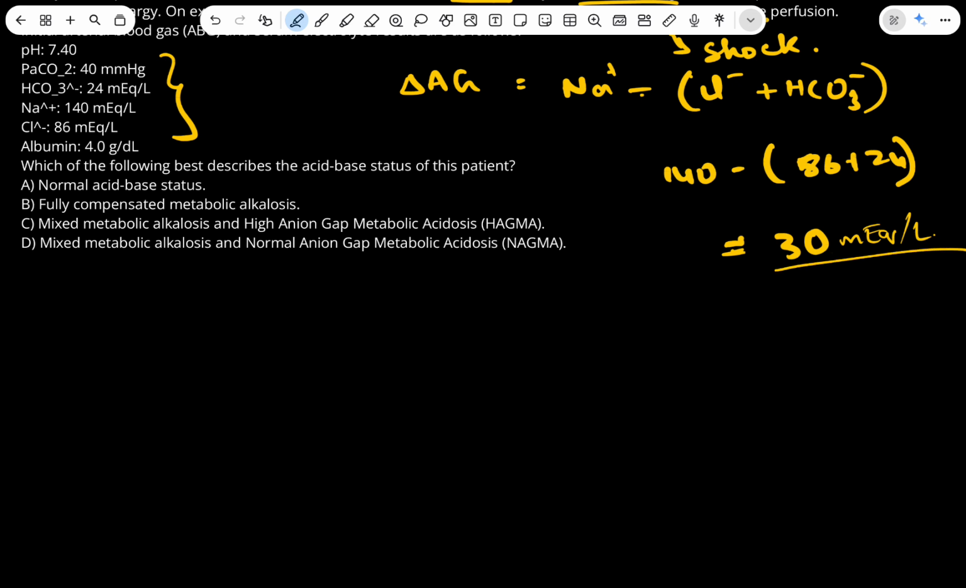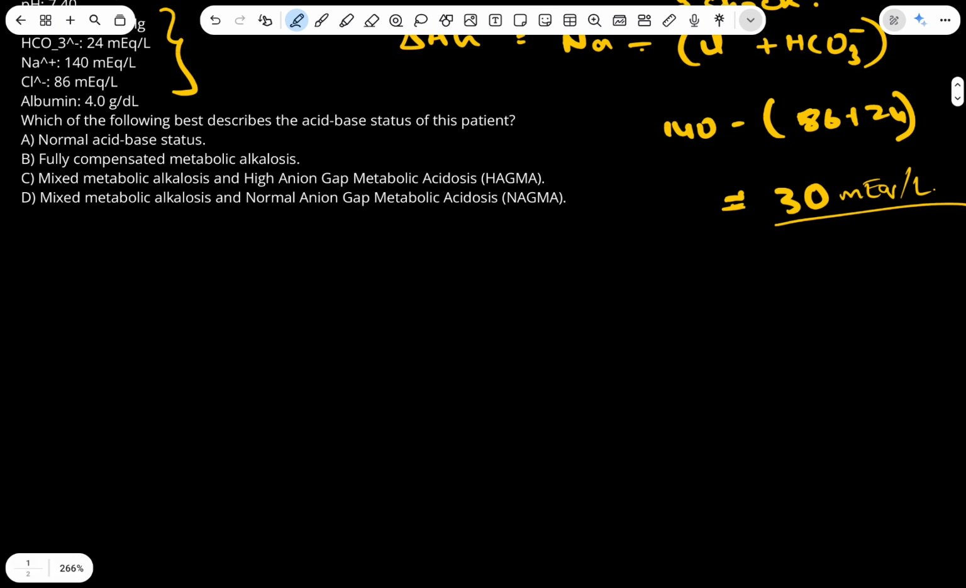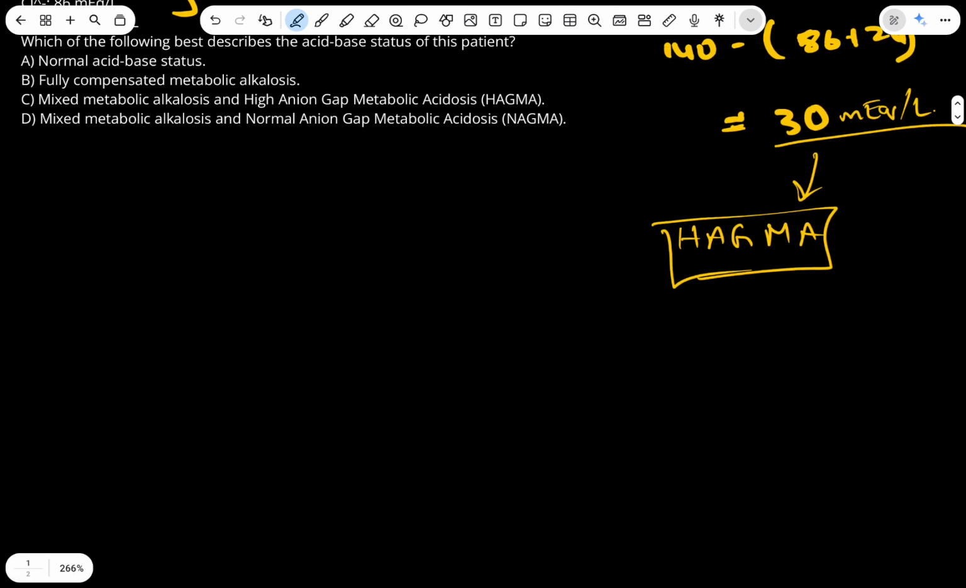So this is good. If you see this, it is nothing but HAGMA, high anion gap metabolic acidosis. So you established one component. You have metabolic acidosis, which has a very high anion gap.